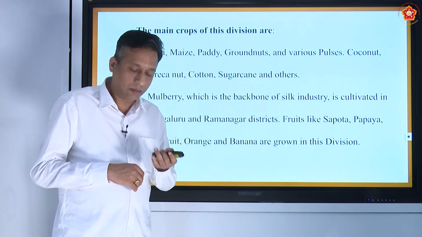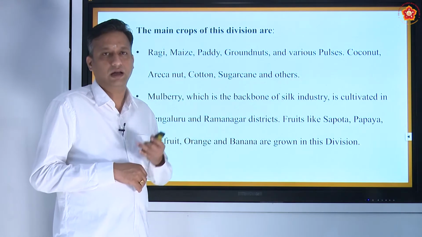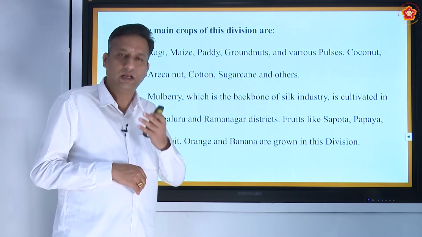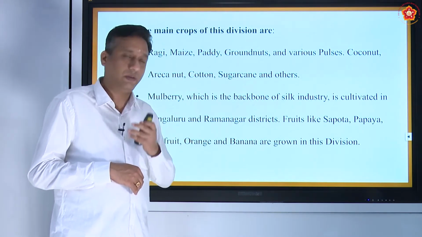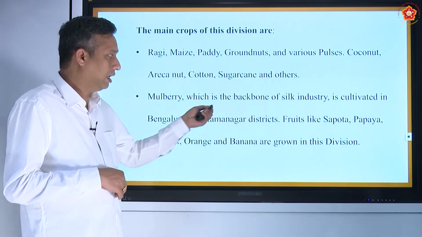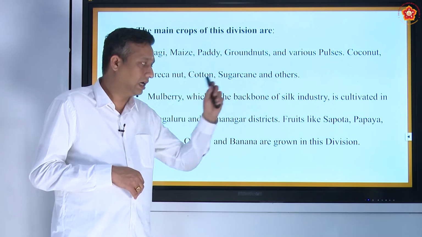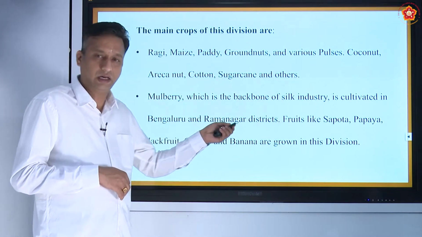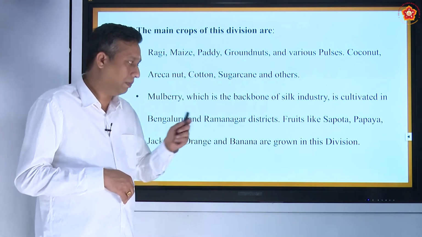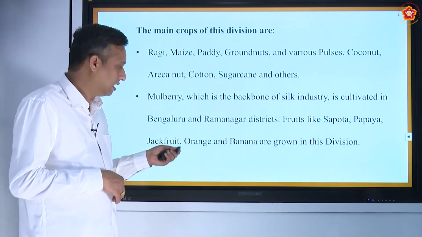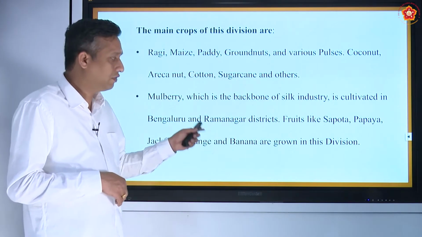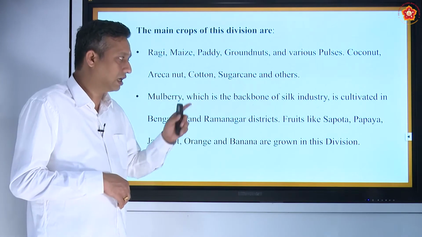Ramnagar, Chikballapur and Kolar are known as the silk and milk districts, famous for silk production. Here mulberry, which is the backbone of the silk industry, is cultivated in Bengaluru and Ramnagar districts. Fruits like sapota, that is chikku, papaya, jackfruit, halsina hannu, orange and banana are grown in this division. These are the different fruits which are grown.